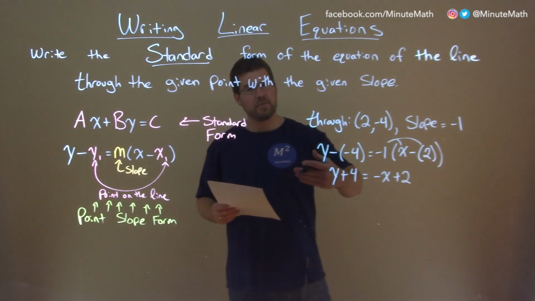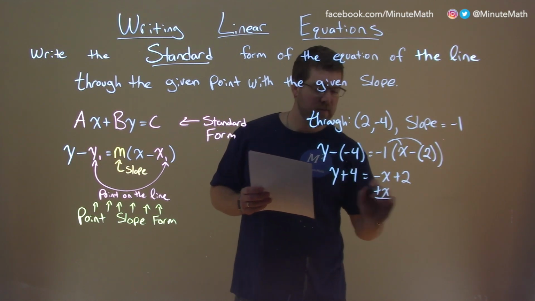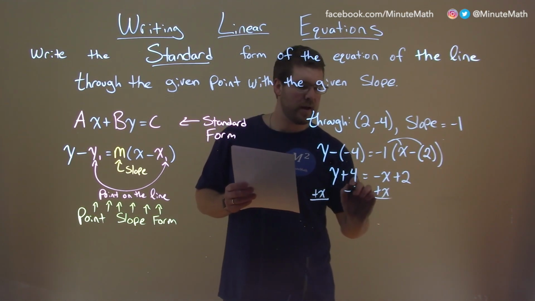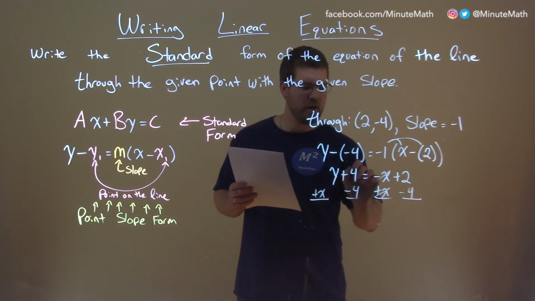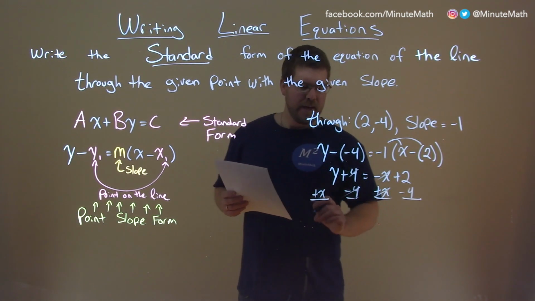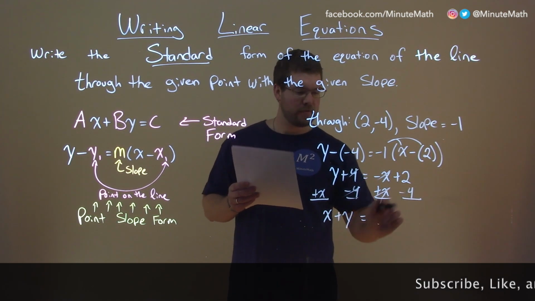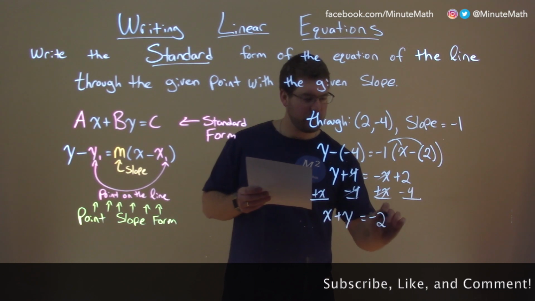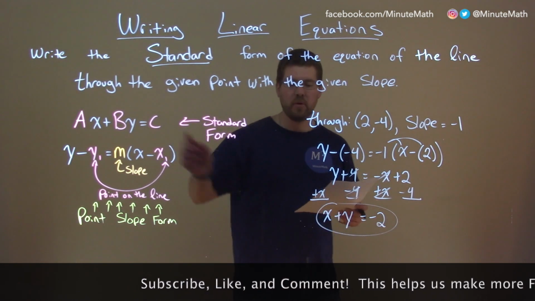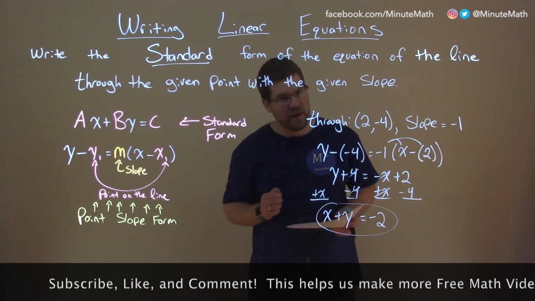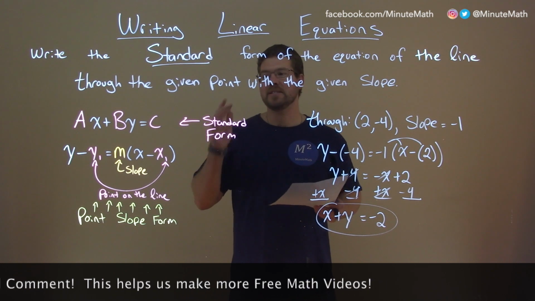X is to the left, numbers to the right. So add an x to both sides, and subtract a 4 from both sides. X's cancel here, 4's cancel here, and we're left with x plus y equals 2 minus 4, which is a negative 2. And there we have our answer. Notice our a and b value are both just 1. We don't really write that there. So we have x plus y equals negative 2, and that's our equation in standard form.